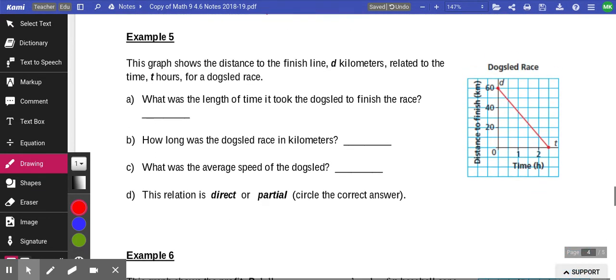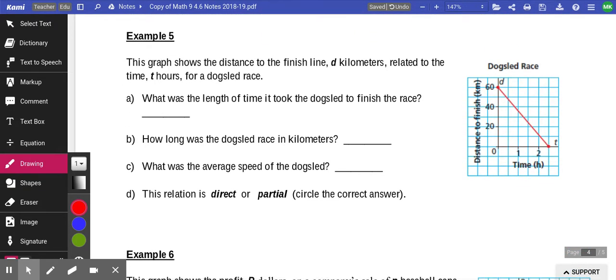Awesome. Example 5. I want you to try this on your own. So see if you can interpret that graph. Just do part A and B. You can wait for C.